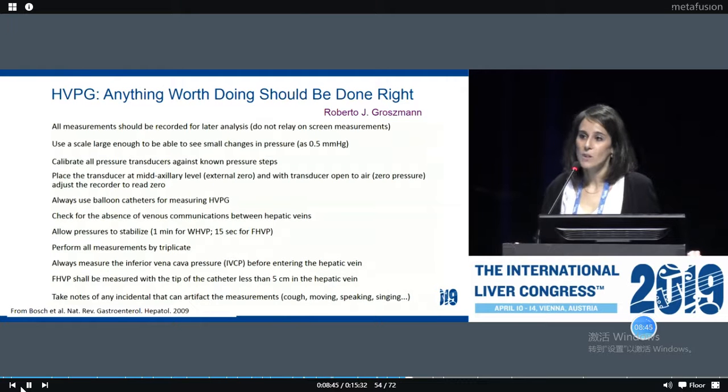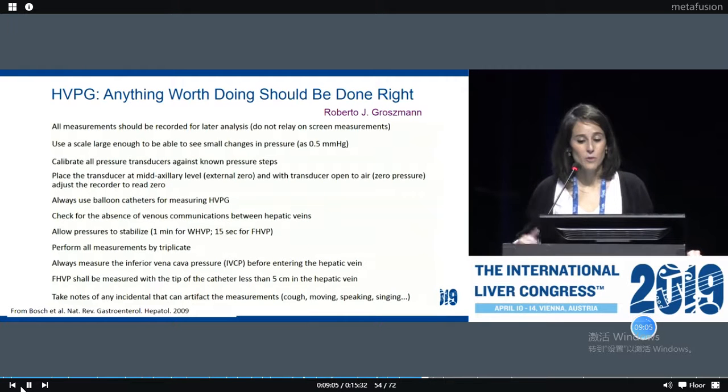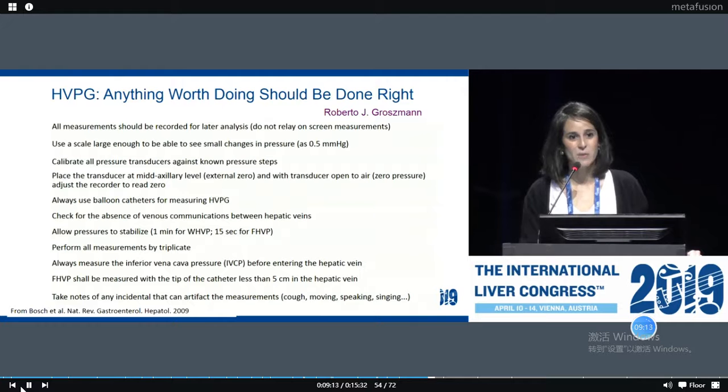But if we are measuring HVPG, we have to be very careful, and there are several rules that we have to follow to have an adequate measurement, because it is very important to guarantee the quality of the measurement, to be able to reproduce the data and compare data from one center to another. As Roberto Groszmann used to say, anything worth doing should be done right, so please make the measurement of HVPG carefully.